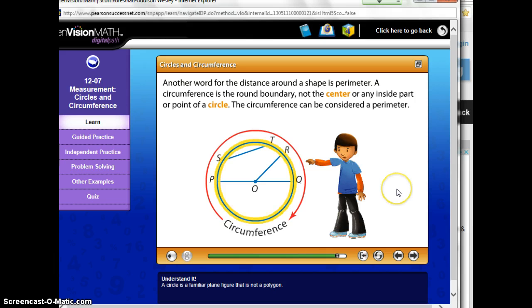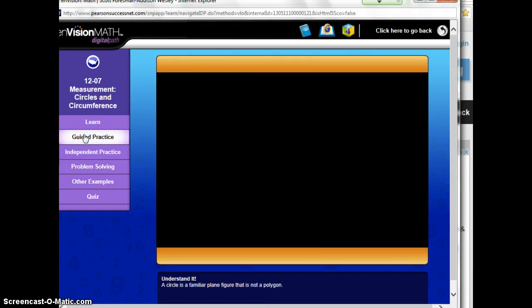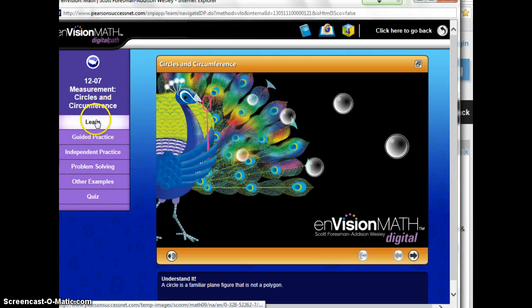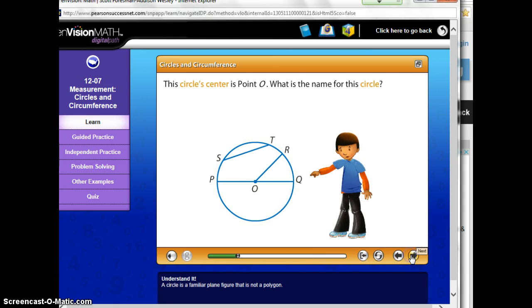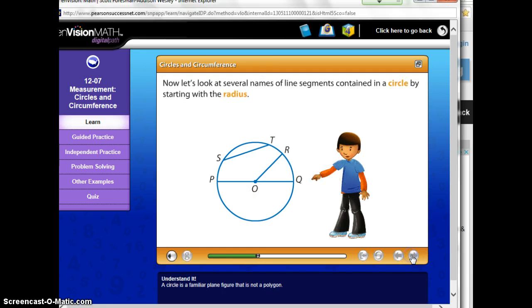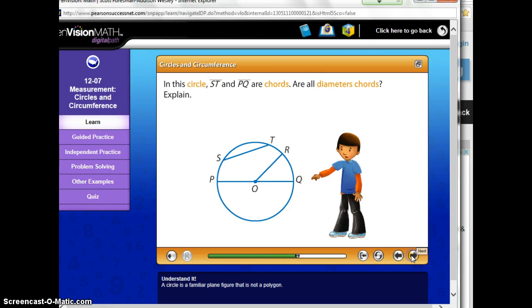Since it's so hard to find the perimeter around a circle, let me back up. There is a way to calculate that. We need to use a formula. To find the distance around a circle, we would almost have to take a string and lay it all the way around the outside edge and then lay it next to a ruler. But there's an easier way to do that.